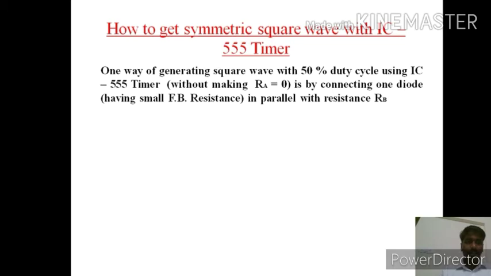So there is an alternate method of generating a square wave with 50% duty cycle using the IC555 timer without making RA equal to 0. It is just by connecting one diode having a very small forward bias resistance in parallel with resistance RB.